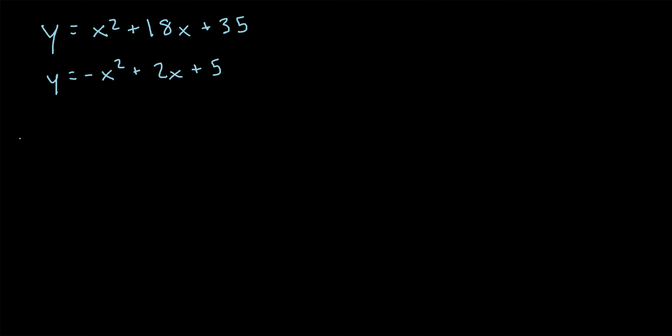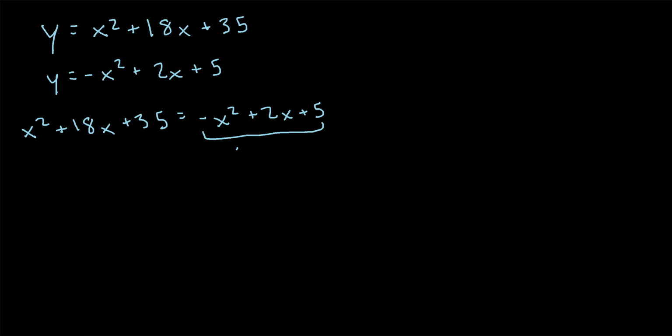So the way that we can do that is we can start by setting these two equations equal to each other. So we'll say x squared plus 18x plus 35 is equal to the second equation, so negative x squared plus 2x plus 5. And now we want to move all of these terms on the right side over to the left side of the equation. So we want to get everything on one side.